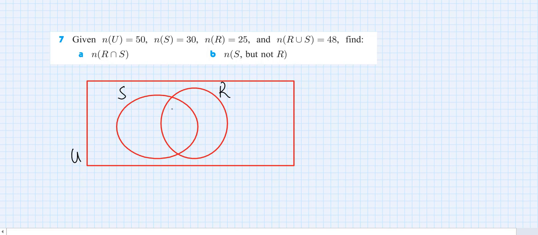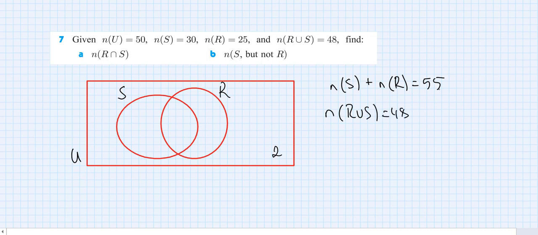I have in union 48 and total universal 50. So I have 2 elements outside. And also look at here. When I add these two sets up, how many elements will it be? 55. But their union is 48. Now when I add them, my 55 is more than their union, which means that I have counted some elements twice. So how many elements are they? I just need to subtract these two numbers. 55 minus 48 will give me 7. So these 7 I counted twice is actually the intersection. I have 7 elements in the intersection area.